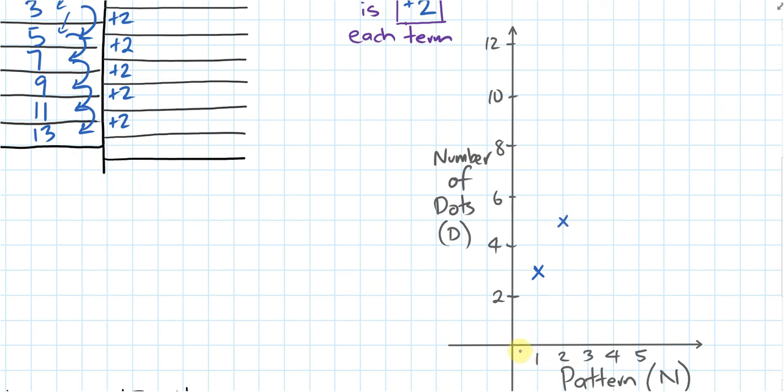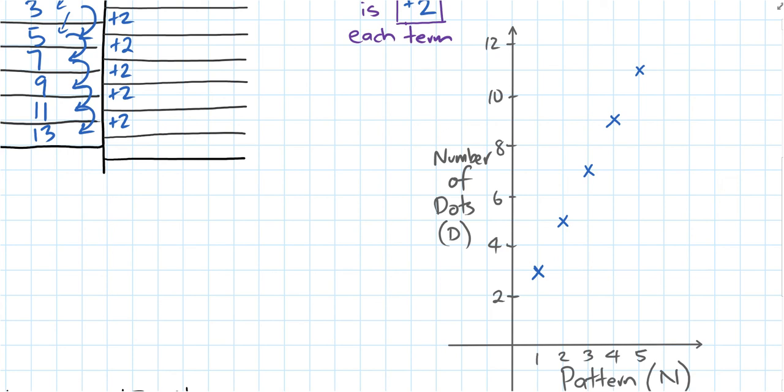Pattern number 3, there are 7 dots. So along to 3 and up to 7. And then just continue the pattern. So 4, pattern number 4, 9 dots. Pattern number 5, 11 dots. And you can continue that pattern.